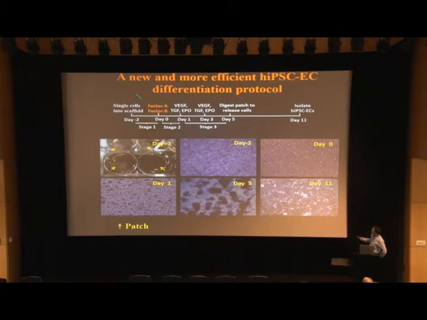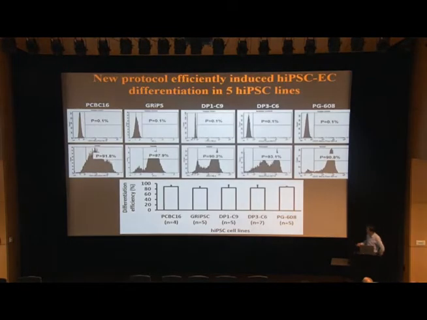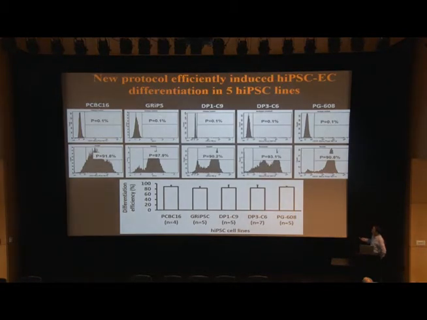So basically, based on the old protocol, we use 2 new factors to replace Activin A and BMP4. And on day 11, we sort the cells. This modified protocol was tested in 5 cell lines. PCBC and GIP were normal iPS cell lines. However, DP1, where D indicates diabetes, and PG, which indicates progerin, are disease lines. We found these protocols effective not only in the normal iPS cell lines, they were also very effective in the disease iPS cell lines. In biological duplicates, we found that more than 85% efficiency can be achieved across all 5 iPS cell lines.